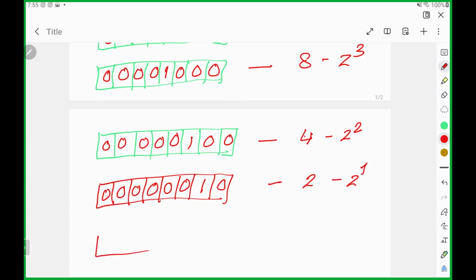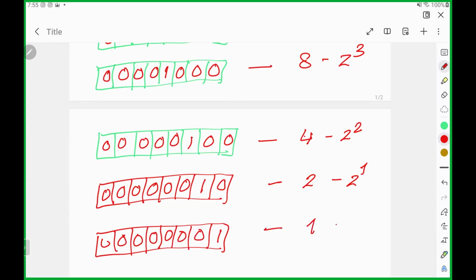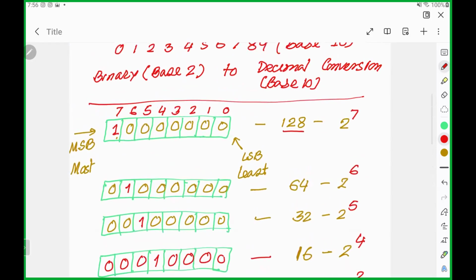So similarly, I can write down the last one. Okay, so the last one is 1, then the rest are 0. And this one becomes 1, and that can be expressed as 2 to the power 0. Anything to the power 0 is 1. So how can we find this out? If I have the most significant bit 1 and the rest of them 0, then it will be 128.